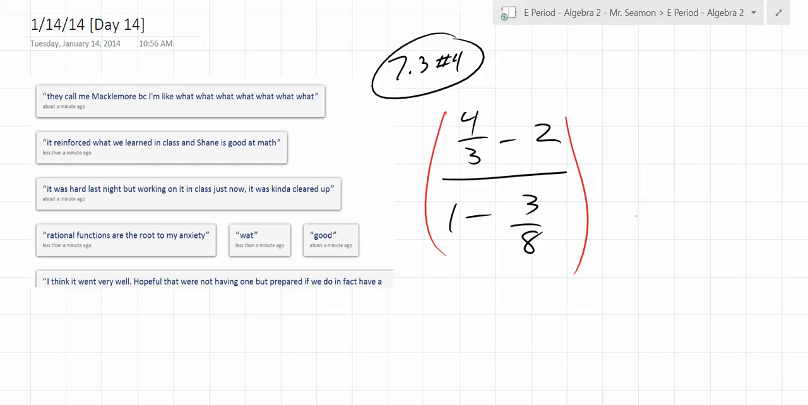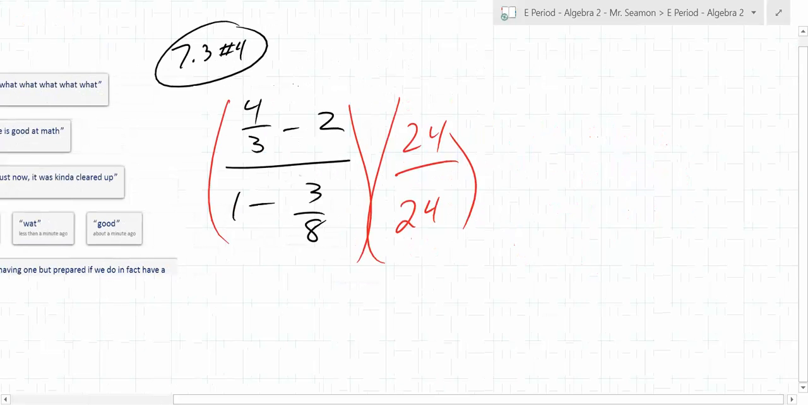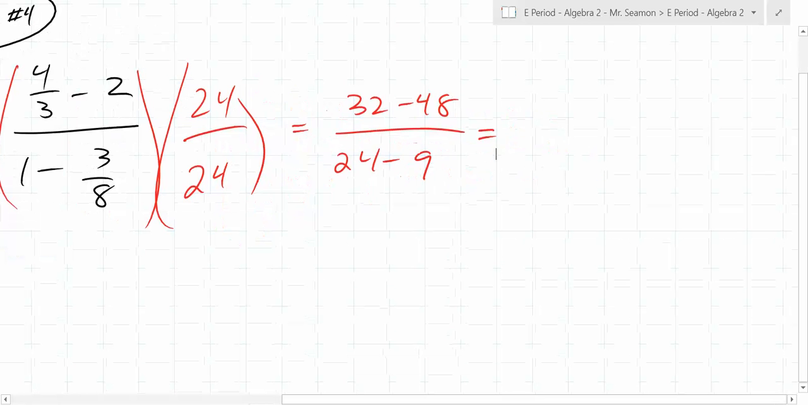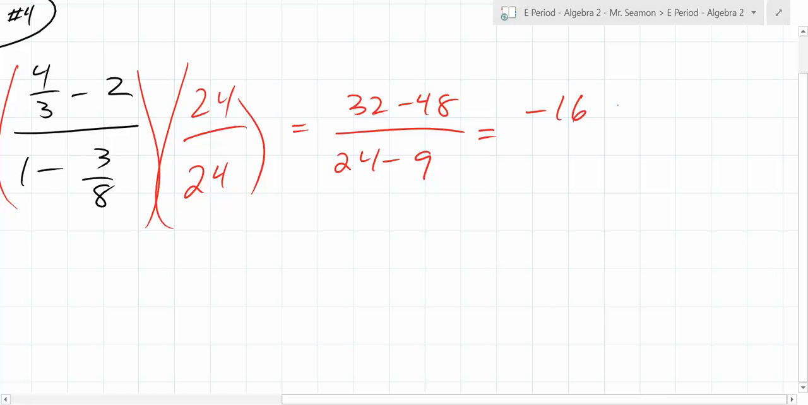What should I multiply by? Yeah, multiply by 24. Oh, you said multiply by 24. I understand now. So if you multiply by 24, you end up with what exactly? Well, 4/3 of 24 is 32, minus 48, minus 9. What's 32 minus 48? Negative over what? And you're done. Good. You did it right.